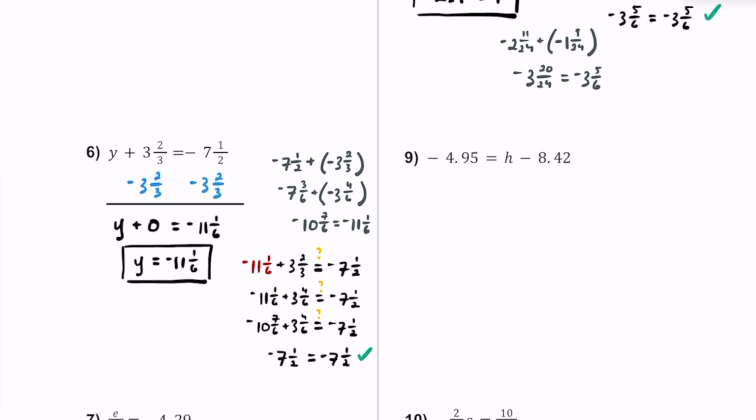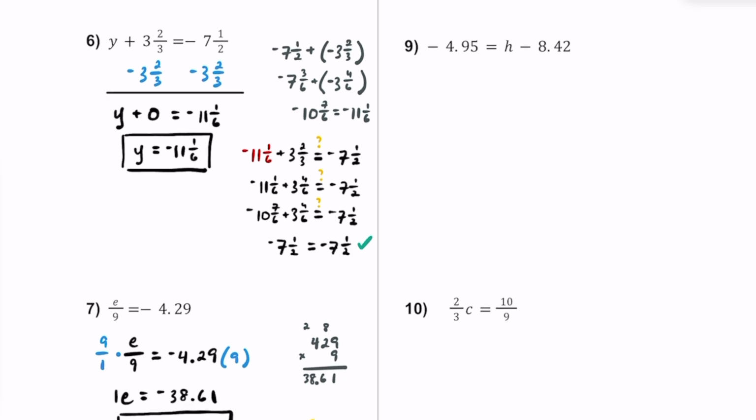All right, let's check out number 9. All right, so we have this equation. We have subtraction as our operation. So let's use the addition property of equality. Let's add 8.42 to the right side and add 8.42 to the left side. All right, so if we do that, on the right side, we're going to have this h plus, and then these are additive inverses, so they're going to add to make 0.